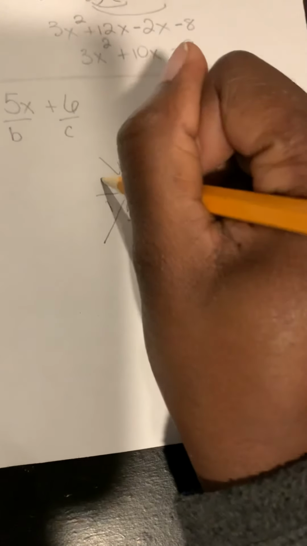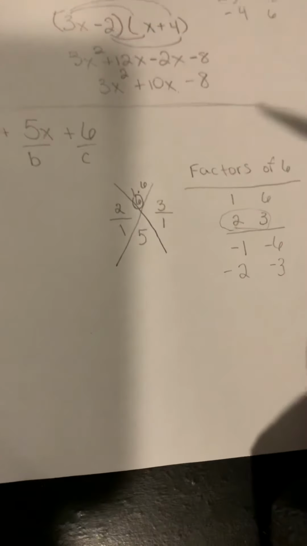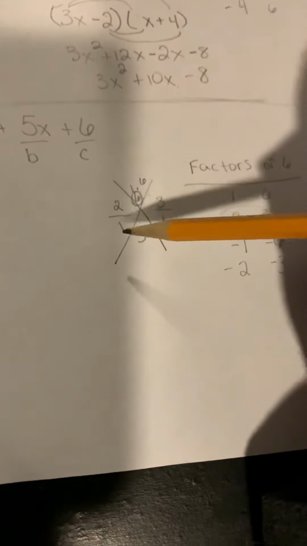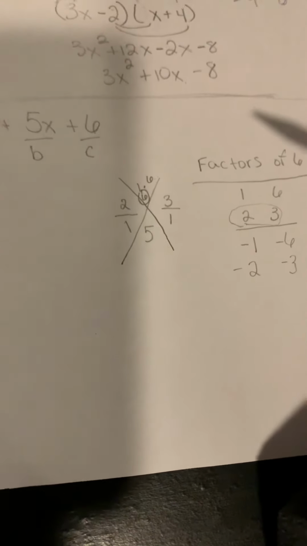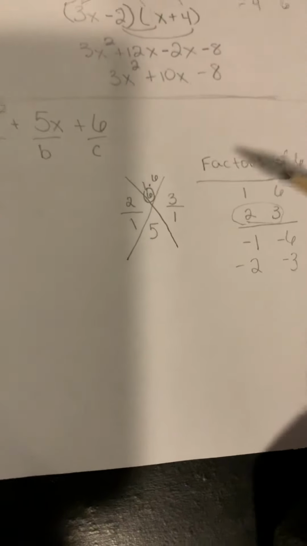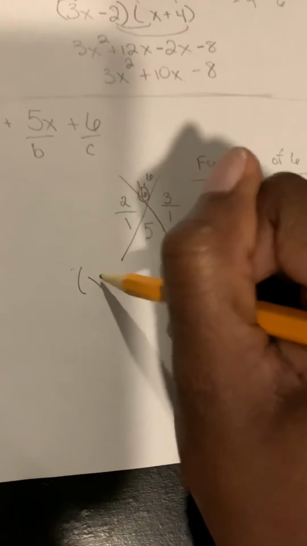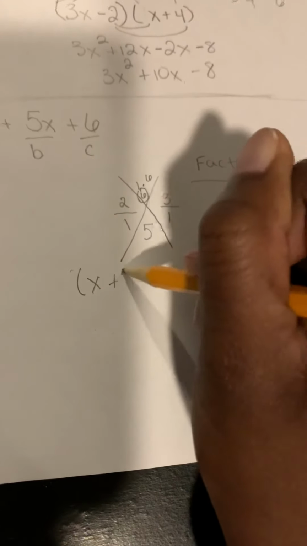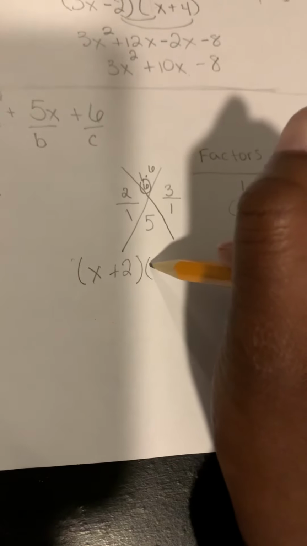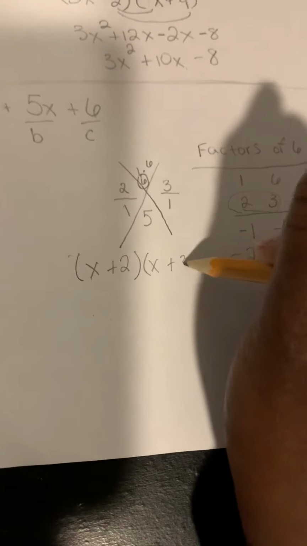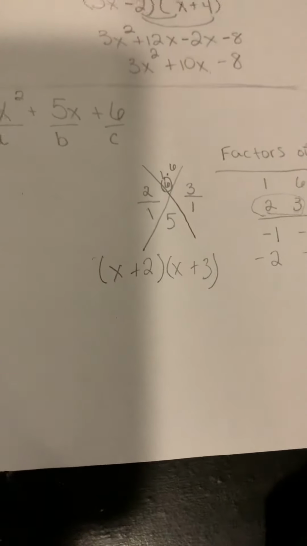So this would be 2, and this would be 3. Reduce if you can: 2 over 1 is the simplest form, 3 over 1 is the simplest form. Now we know the denominator goes with x, so it'll be 1x, or just x. The top is the constant, plus 2. Same here, we have x plus 3. And those are your two factors.